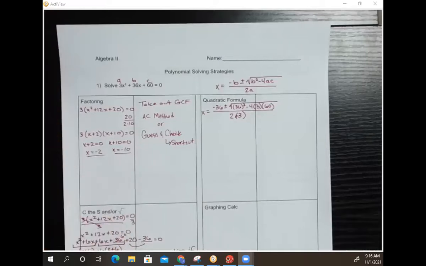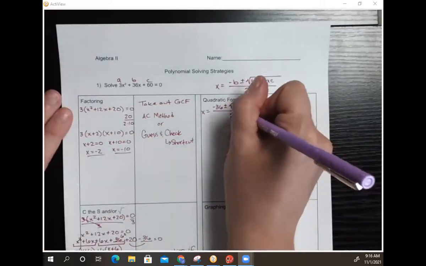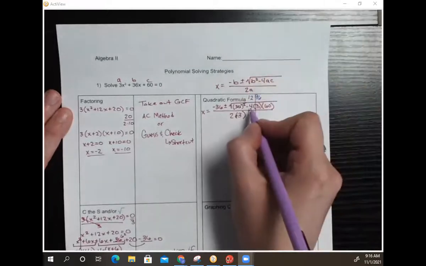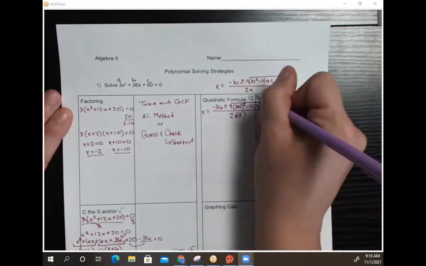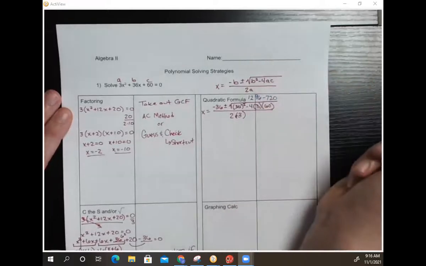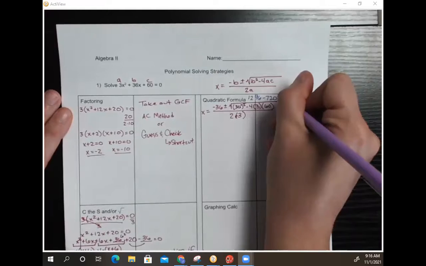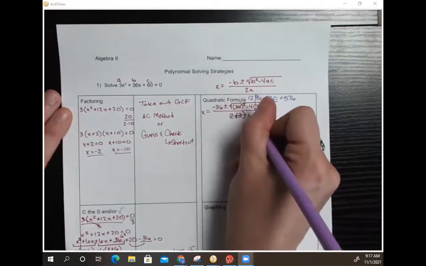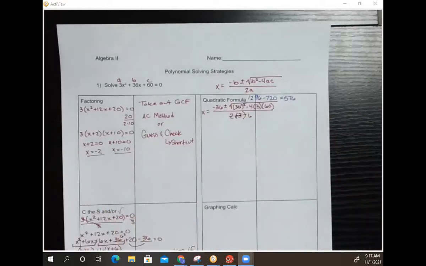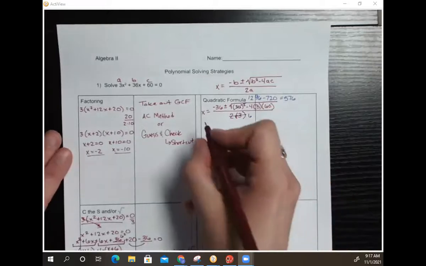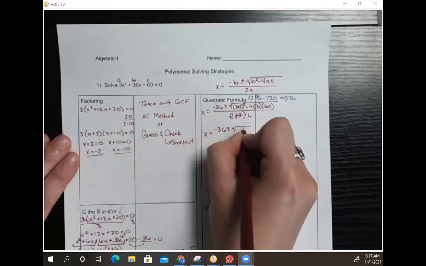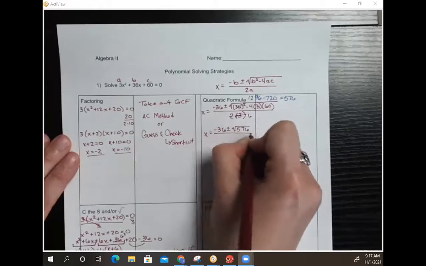So as I'm simplifying, 36 squared would be 1,296. And negative 4 times 3 times 60 gives me minus 720. When I subtract that, I'm going to end up with 576 under the root. And then on bottom, 2 times 3 would give me 6. So I get x equals negative 36 plus or minus the square root of 576 all over 6.